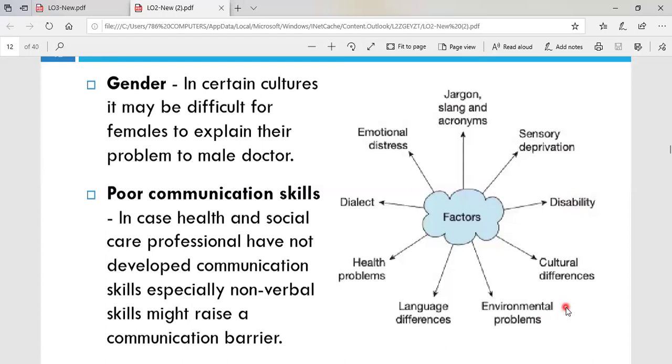So wherever the patient is seated, the extremes of temperature, lighting that isn't proper, or any other condition that is not pleasant to be in. Then you have language differences and health problems. For instance, if that patient has certain extreme health problems, they cannot communicate with you.